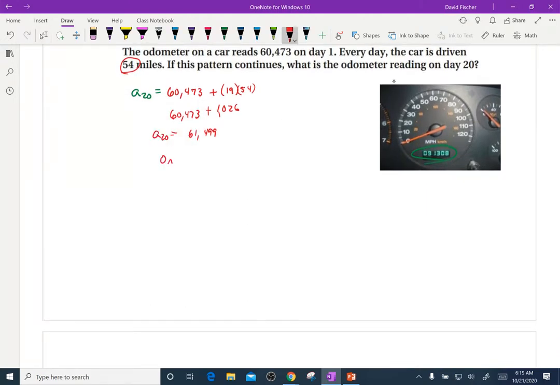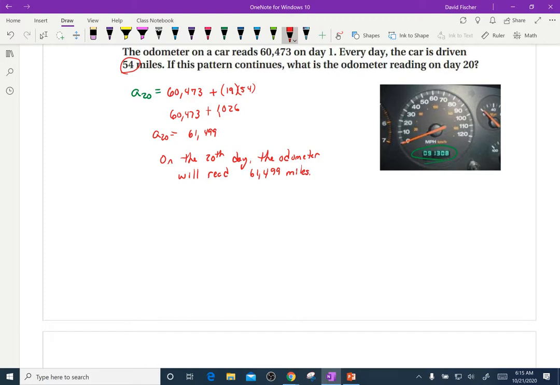Something along the lines, on the 20th day, the odometer will read 61,499 miles.